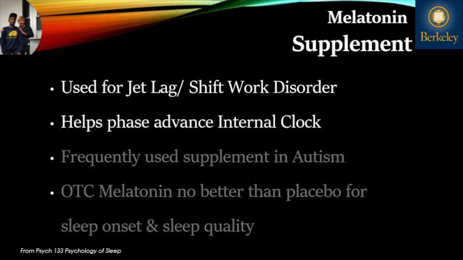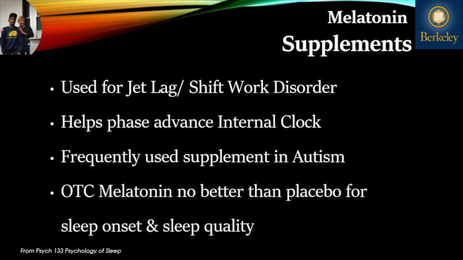Melatonin is used to help circadian disruptions like jet lag, shift work disorder, as it can help phase advance your internal clock. It is a commonly tried supplement in autism. Unfortunately, melatonin has not worked for me. It would work for a couple of nights, and then it was like my body got used to it and it would no longer work.